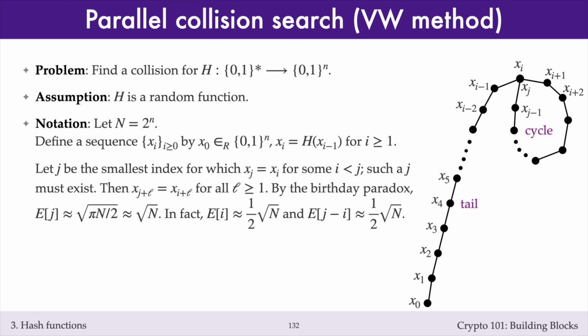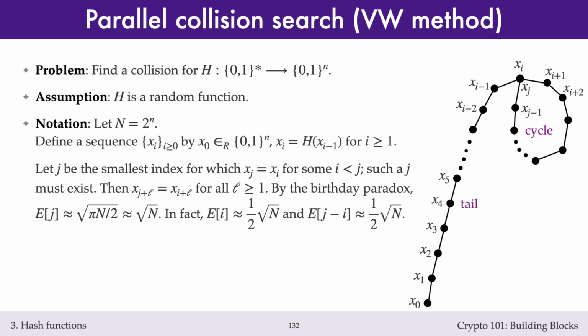Now, since the terms of the sequence are drawn at random from a set of size N, by the birthday paradox, we expect the sequence to repeat after square root of N draws. And so the expected value of j is the square root of N. In fact, it can be proven that the expected value of i, being the length of the tail of the sequence, is 1/2 the square root of N. And the expected value of j minus i, being the length of the cycle, is also 1/2 the square root of N.